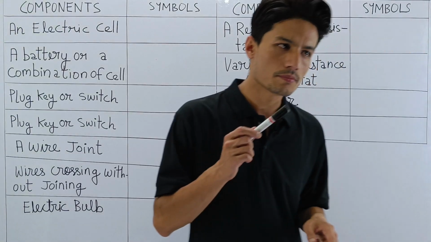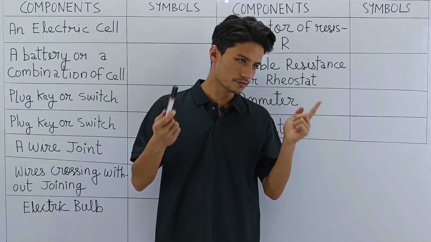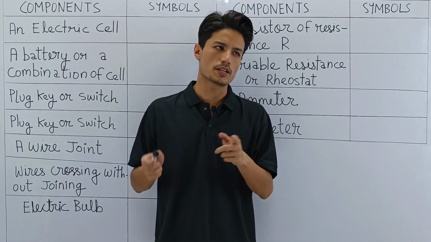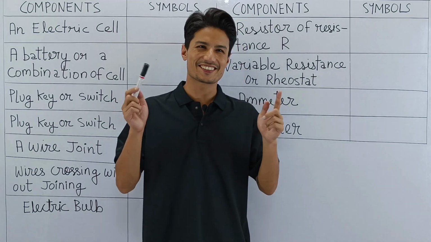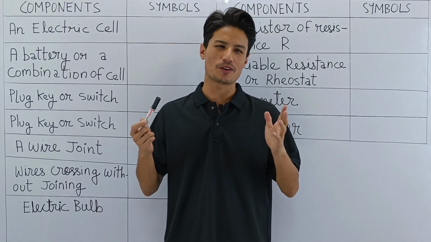1, 2, buckle my shoe. 3, 4. See, I forgot. 3, 4, what is that? 1, 2, buckle my shoe. 3, 4. Forgot. 3, 4, what comes after that? See, it's been a long time.